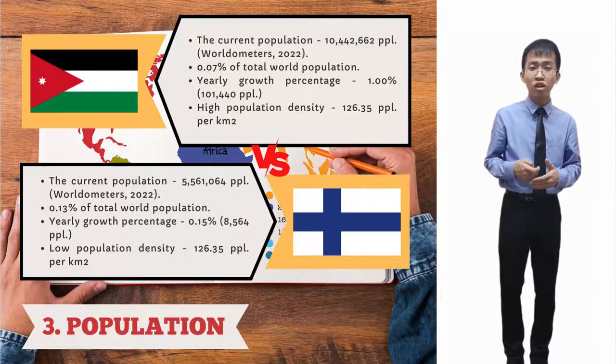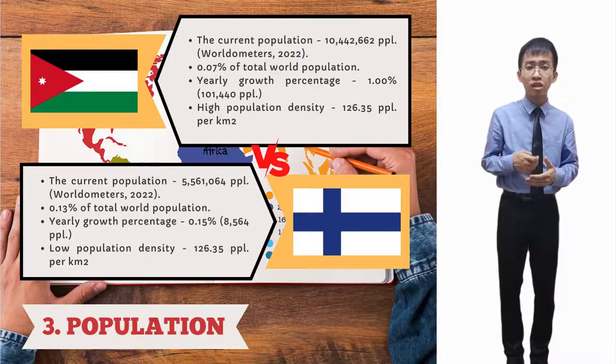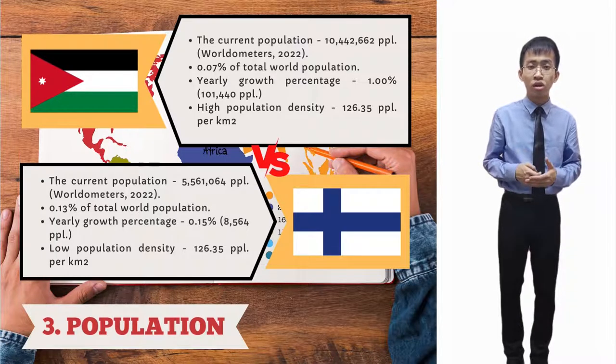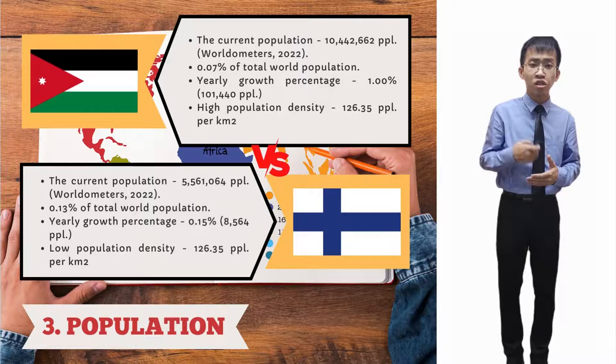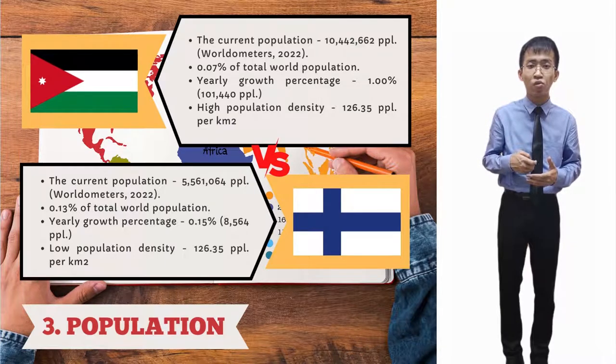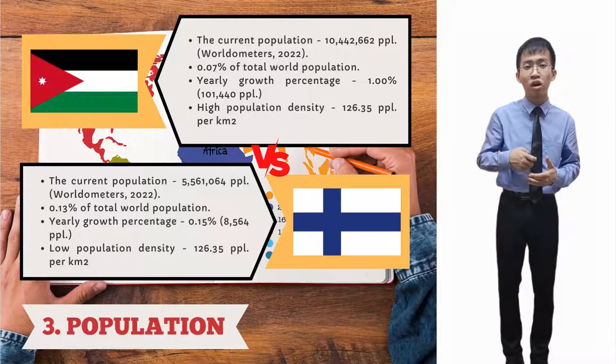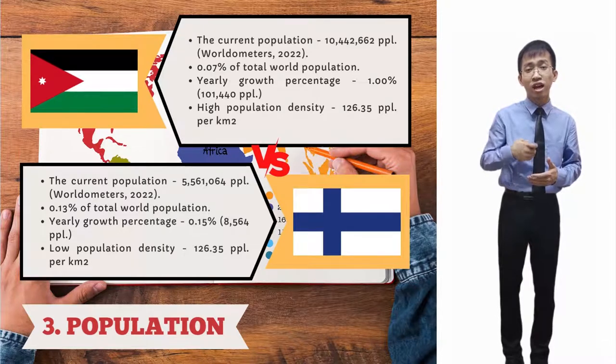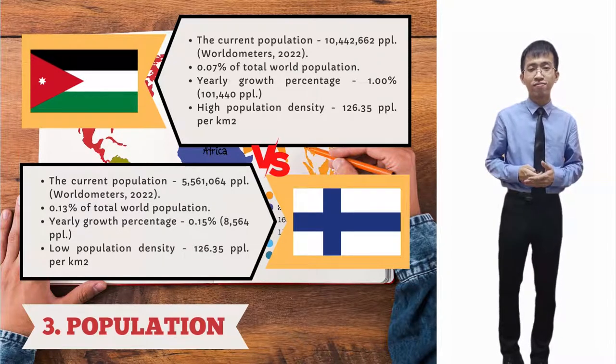As we know, Jordan is among the most water scarce countries in the world. Its huge population is one of the factors that shows its country's ability to achieve SDG 6, clean water and sanitation, is still a long run compared to Finland, which has abundant water resources as well as sufficient clean water supply and sanitation facilities.